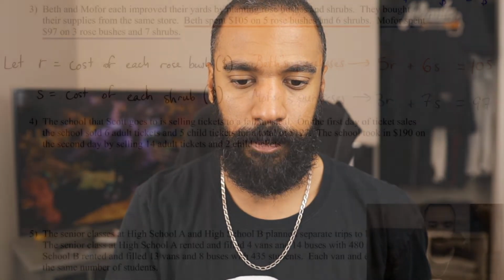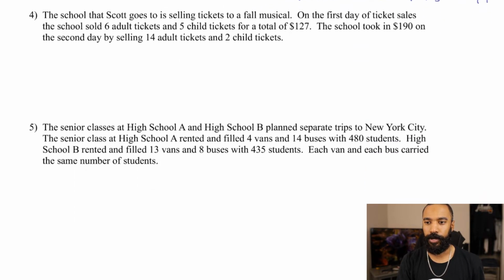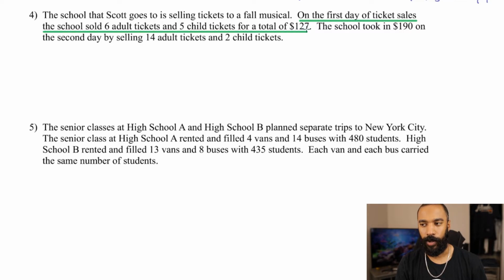All right, I'm going to go ahead and jump into numbers 4 and 5, and this should just be going even faster. Number 4, the school that Scott goes to is selling tickets to a fall musical. On the first day of ticket sales, the school sold 6 adult tickets and 5 child tickets for a total of $127. The school took in $190 on the second day by selling 14 adult tickets and 2 child tickets.